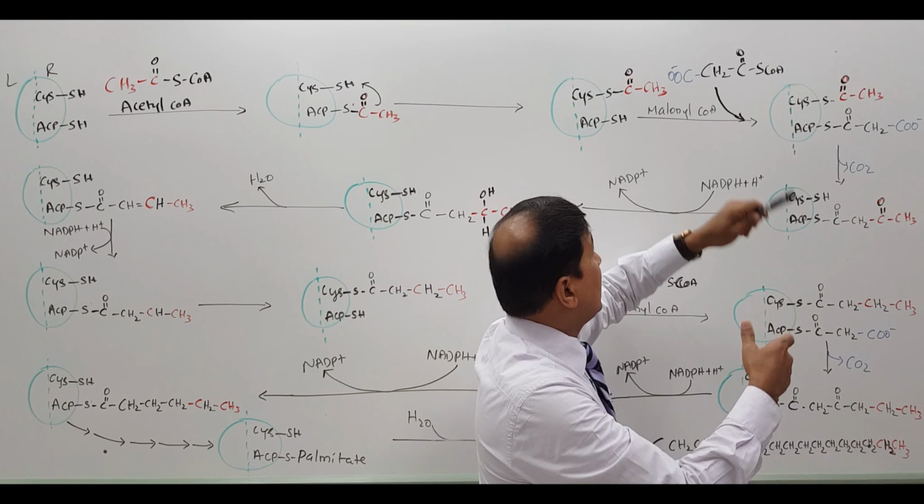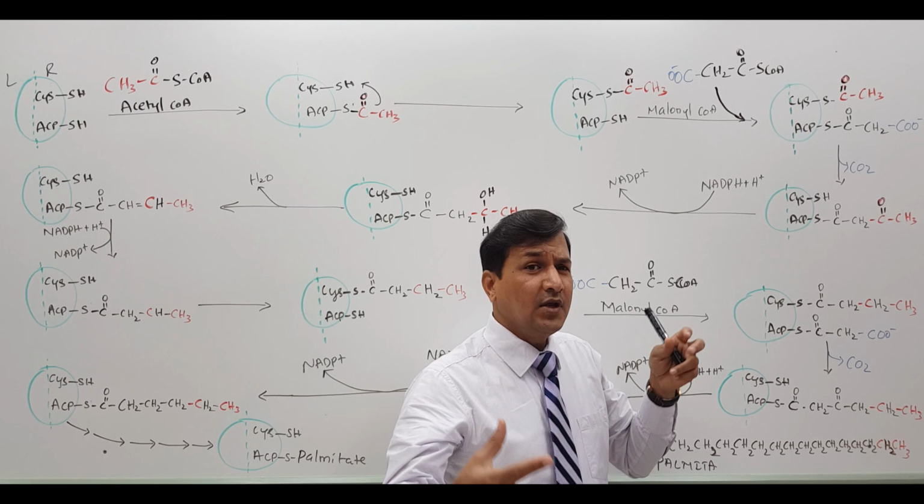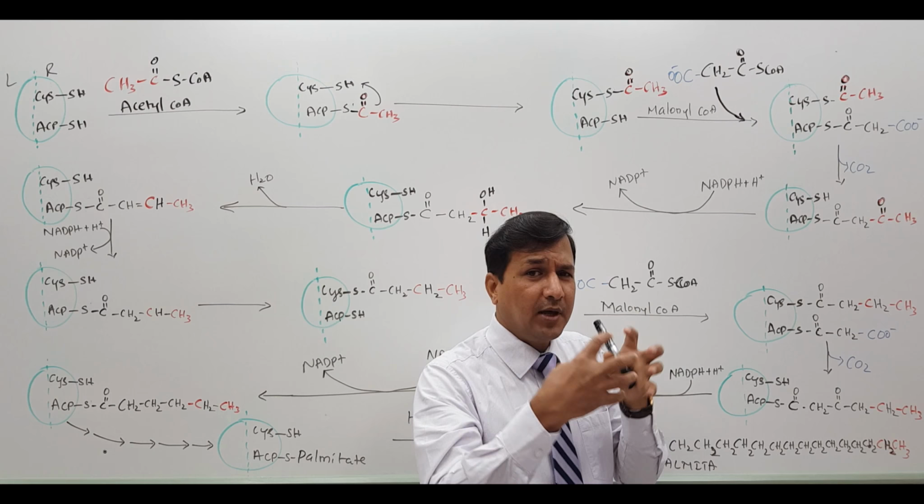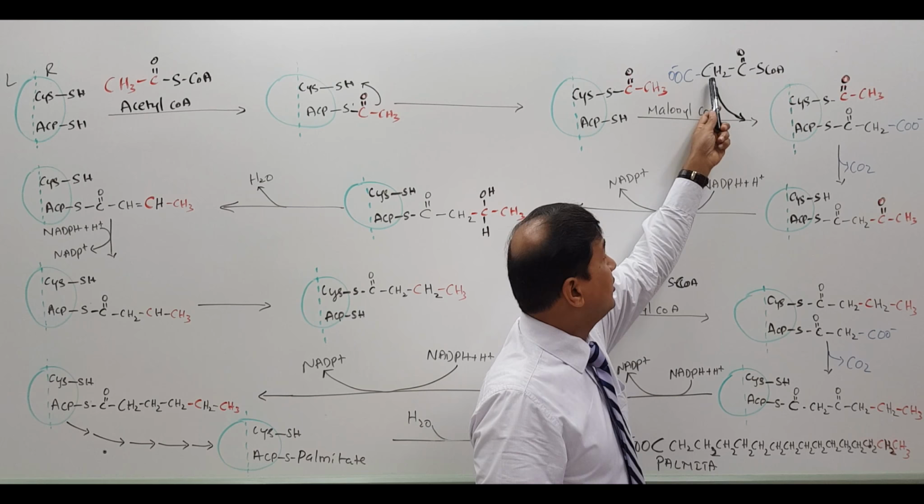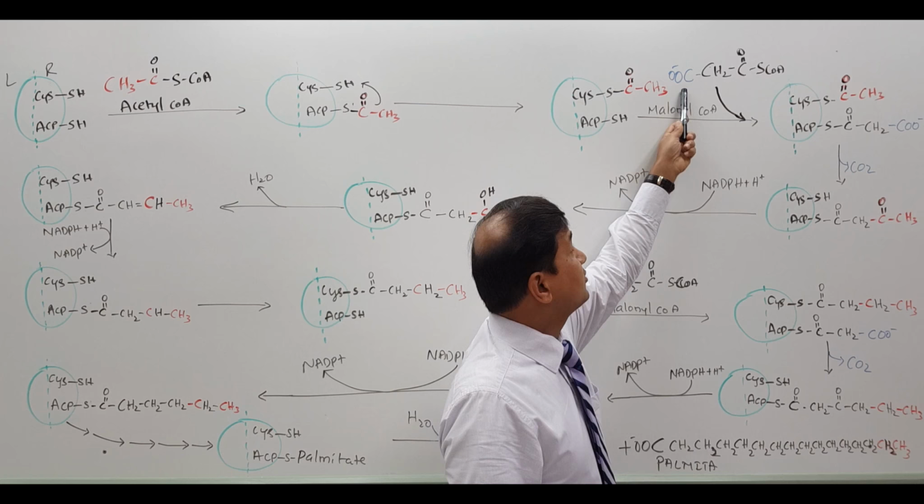Note that carbon dioxide is colored differently because acetyl CoA carboxylase enzyme is going to combine acetyl CoA with carbon dioxide to make malonyl CoA. I told you before, out of three carbons in a malonyl CoA molecule, two carbons come from acetyl CoA, one carbon comes from carbon dioxide. That is why this is colored differently. That's the blue color there.